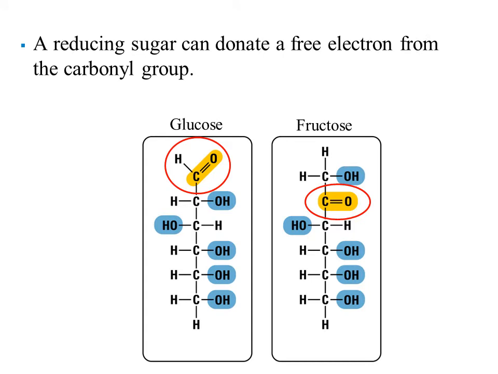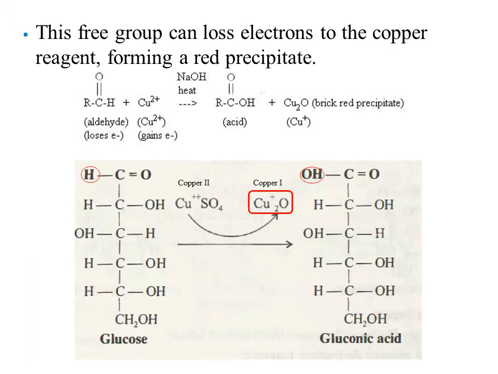A reducing sugar can donate a free electron from the carbonyl group. So yes, glucose is a reducing sugar. It can donate free electrons. This free electron that glucose and fructose can release will bind to a copper reagent. This interaction is going to form a red precipitate.